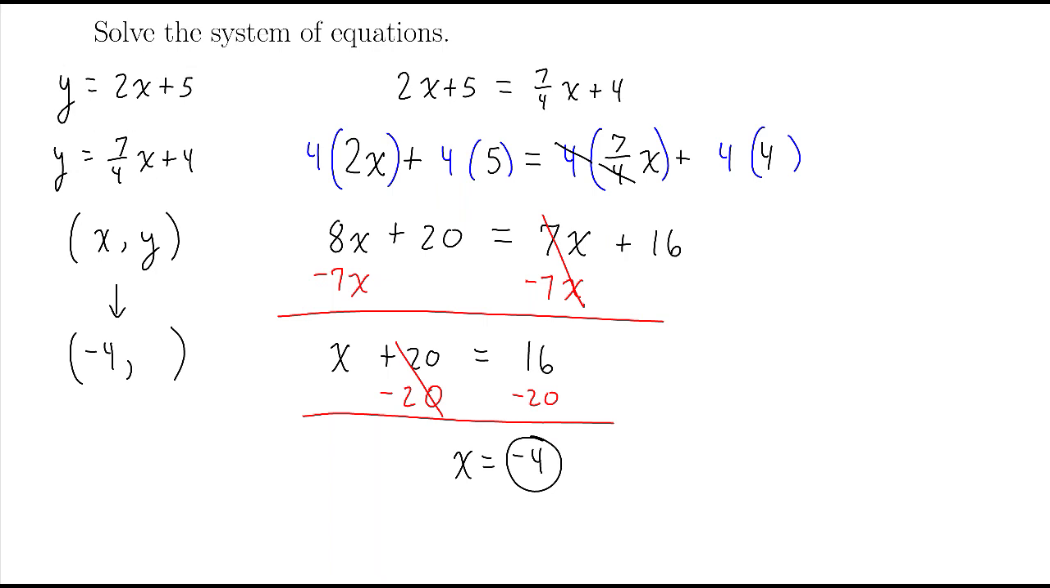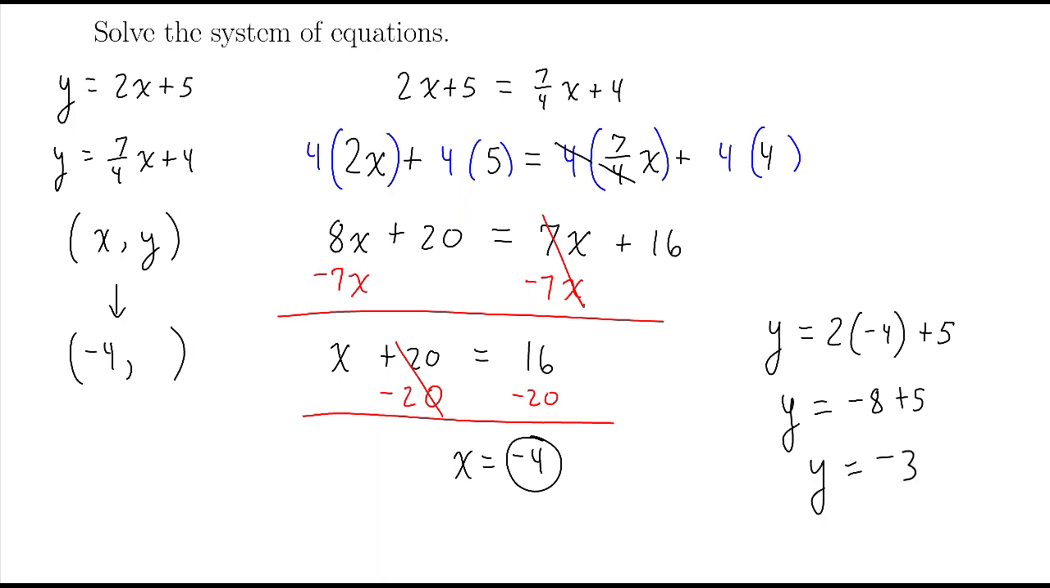So y equals 2 times x plus 5. So x is -4 here. 2 times -4 is -8. So this becomes y equals -8 plus 5. -8 plus 5, like terms here, put those together, I get -3. So when x is -4, y is -3. That is the point that those two lines intersect each other.